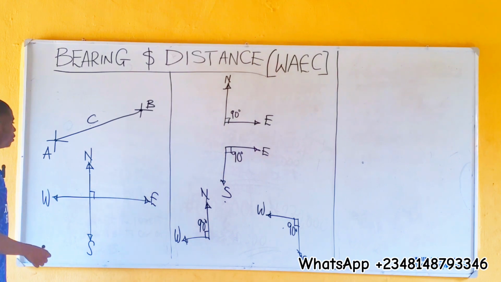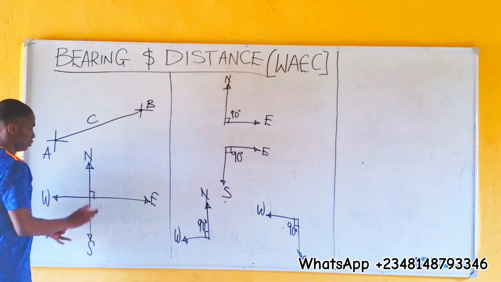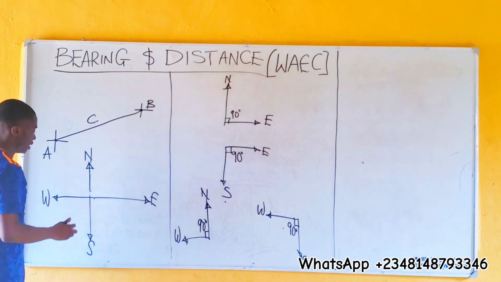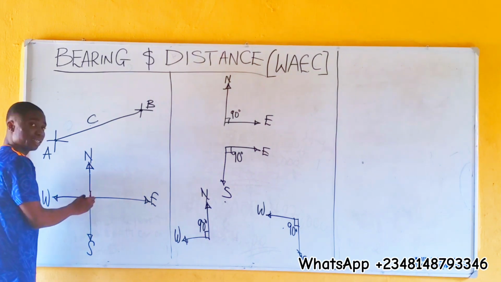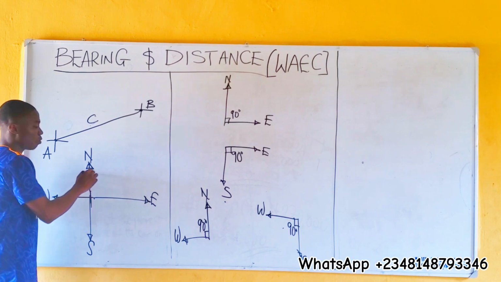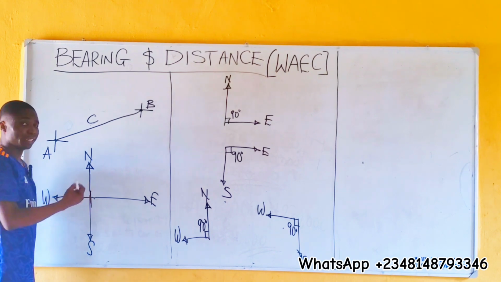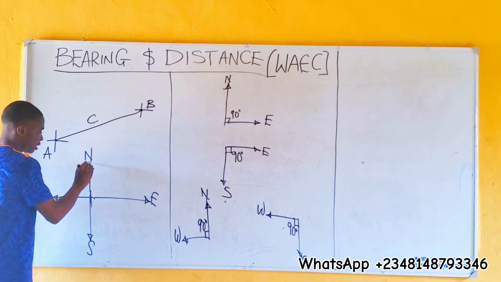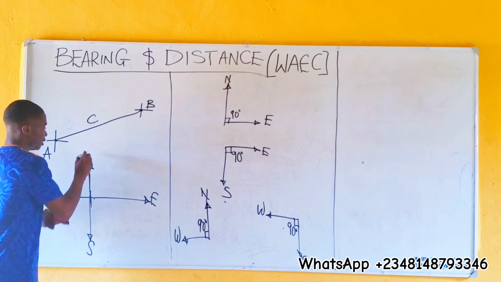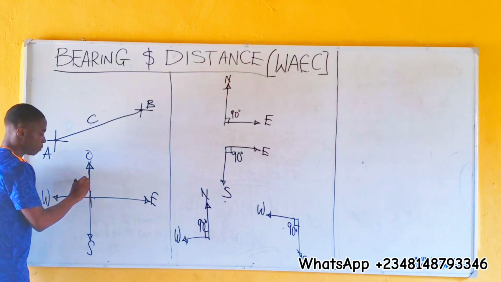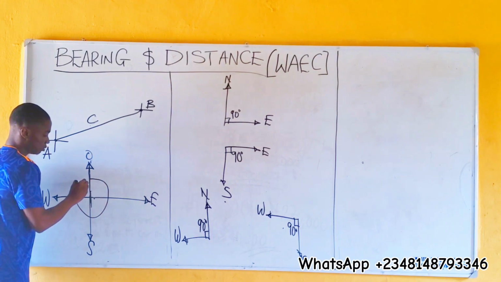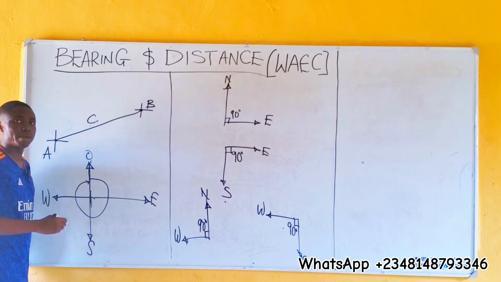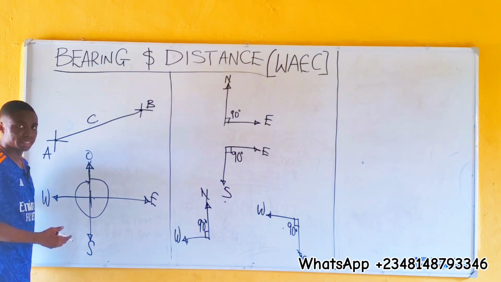Now, from the definition of bearing, we have that it is the angle in degrees measured in clockwise direction from the north. So this is the north. So let's call here 0. So we start from here and move back to the north, which makes it 360 degrees.